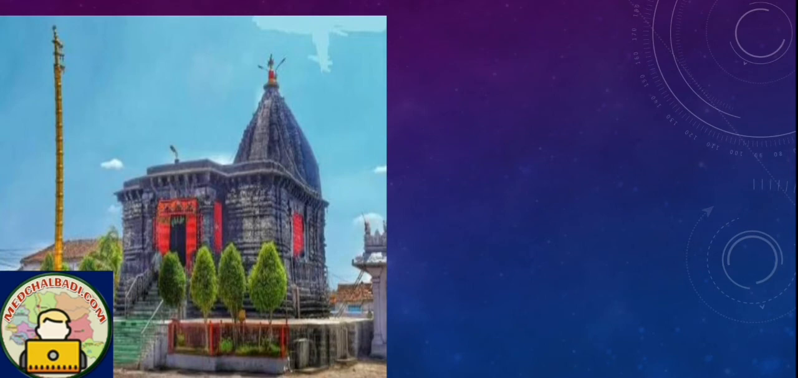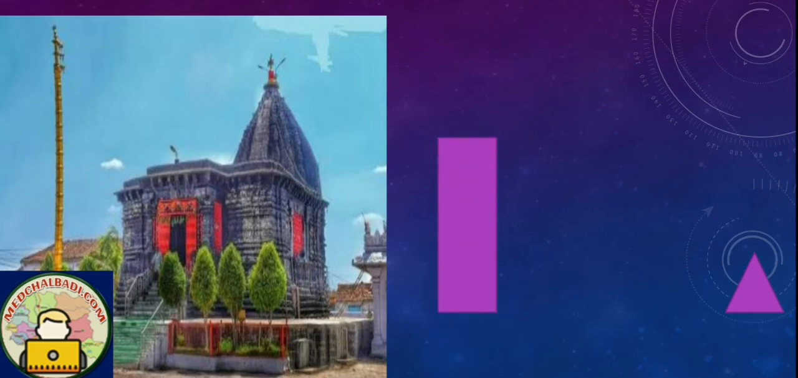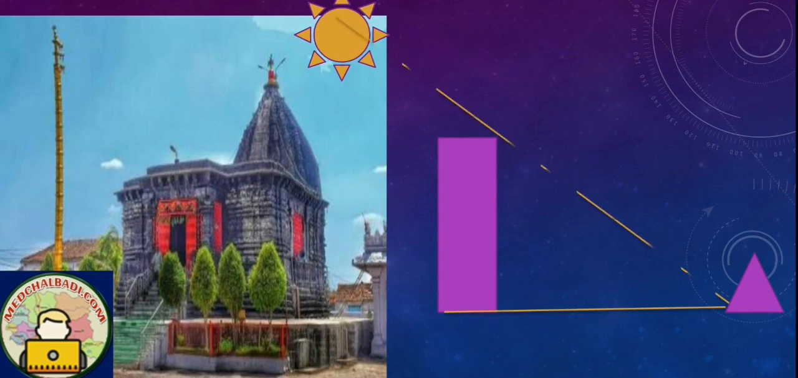So we can assume it in this manner. This is the idol and this is the door. This line indicates the distance between the idol and the door. In the particular month of December, the sun rays fall in a particular direction, making a particular angle with the ground. If you observe, based on this angle, the sun rays enter directly and fall at the feet of the idol of Surya Narayana Swami.